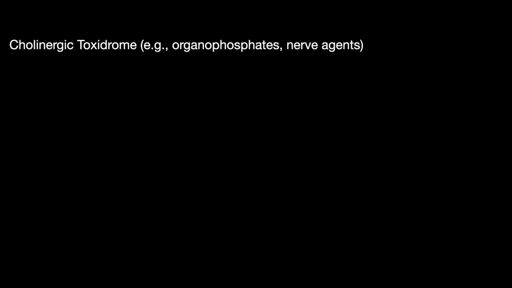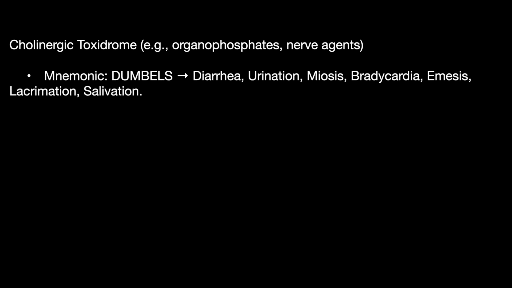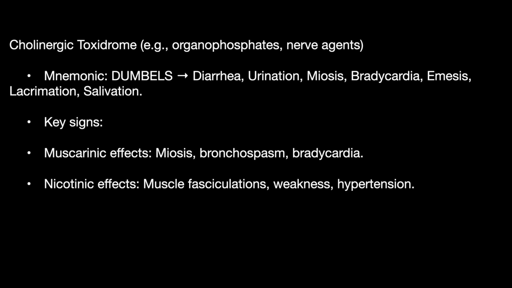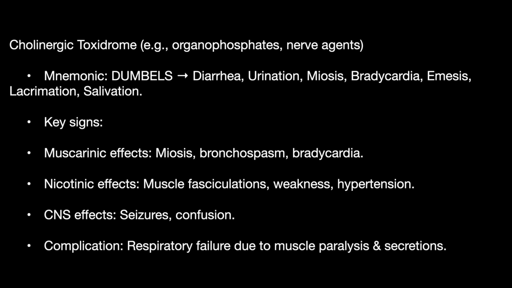Now, next is the cholinergic toxidrome, that is the OP poisoning that we commonly see. The mnemonic is DUMBBELS: diarrhea, urination, miosis, bradycardia, bronchospasm, emesis, lacrimation, and salivation. More or less every secretion is increasing. Now, the key signs are the muscarinic effects, that is miosis, bronchospasm, and bradycardia. Nicotinic effects are muscle fasciculation, weakness, and hypertension. CNS effects are seizure and confusion. Complication is respiratory failure due to muscle paralysis as well as the increased secretions, where the patient is said to drown in their own secretions.